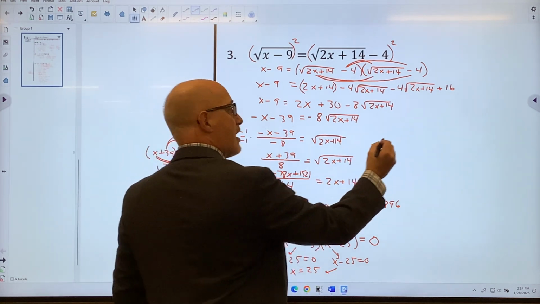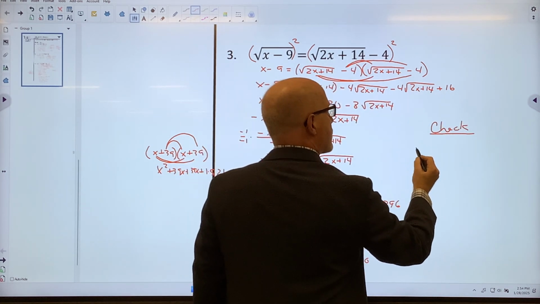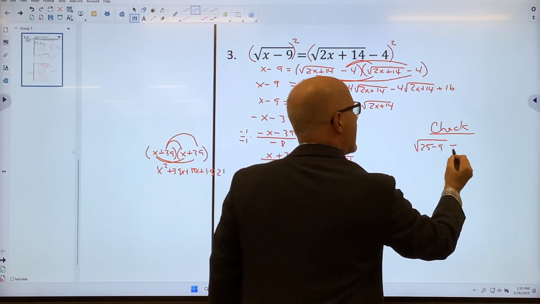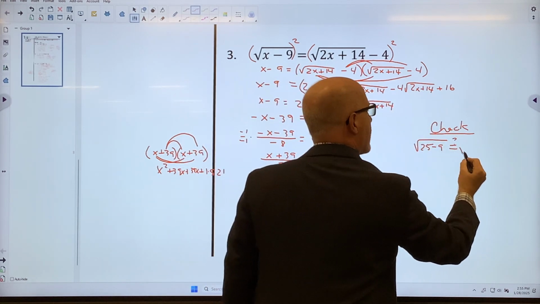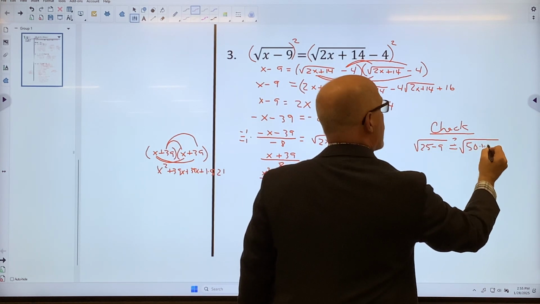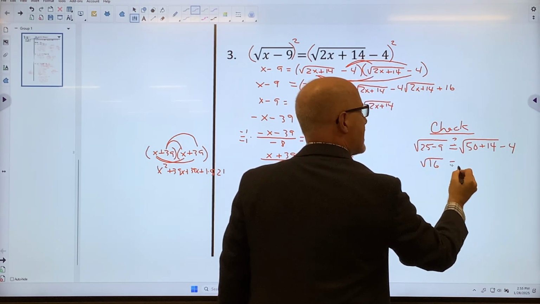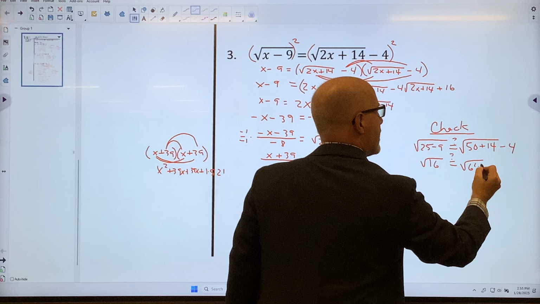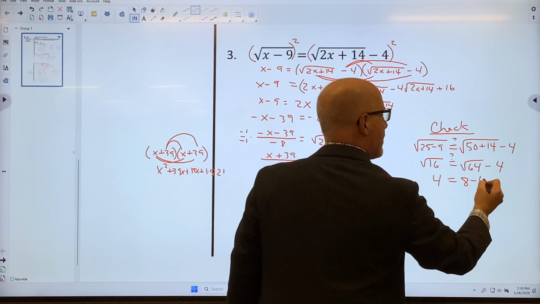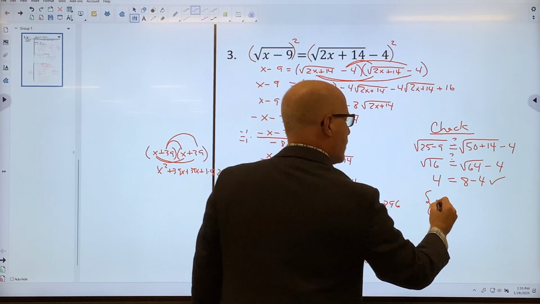Now I've got to go back and check my answer. Let's do a check over here. Let's see how this works. I've got the square root of 25 minus 9. Does that equal, putting it in here, the square root of 2 times 25 is 50, plus 14 minus 4. Does the square root of 16 equal the square root of 64 minus 4? Square root of 16 is 4. Square root of 64 is 8. 8 minus 4 is equal to 4. That checks, so my answer is 25.